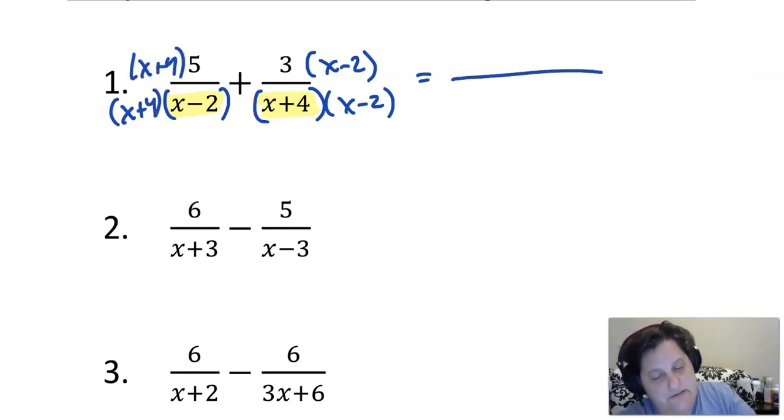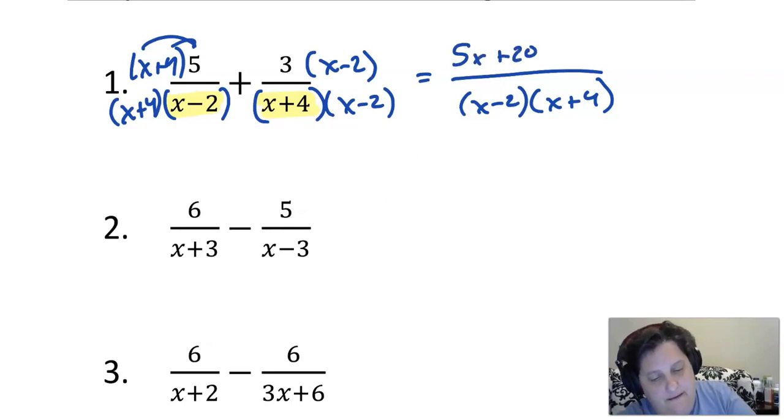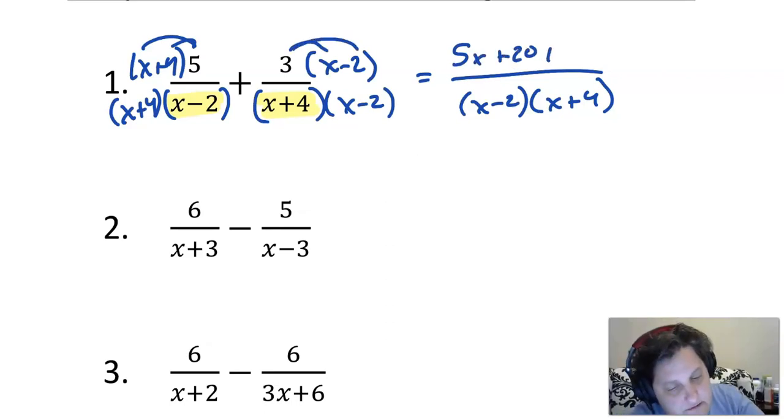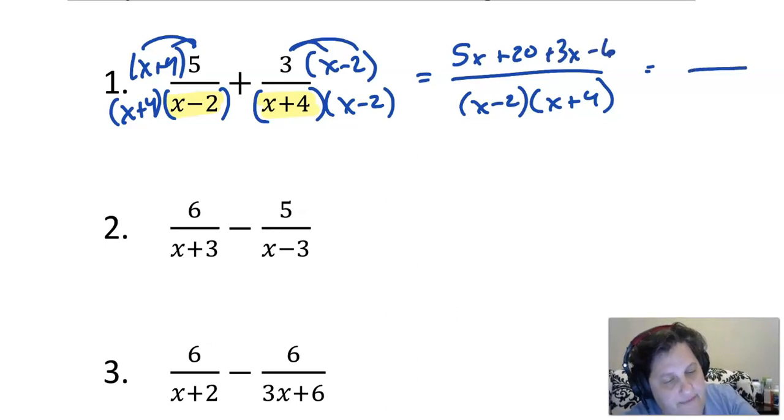And then I go like this, so I have a common denominator. It doesn't really matter which order I write it in. On the top, I'm going to distribute that, and distribute that. Then I'm just going to combine like terms. 5x plus 3x gives me 8x, and 20 minus 6 gives me 14.